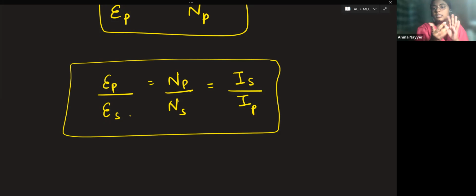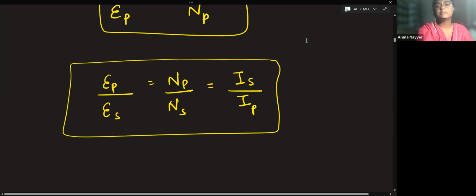But current is reciprocal. If NP is there, then on the contrary, it will be IS, just the opposite thing. So this you can remember. I think this is not difficult to remember. Just remember this much: for current it's opposite, and for number of turns and EMF, it is exactly the same. So this formula you have to remember, and apart from this, power you have to remember.